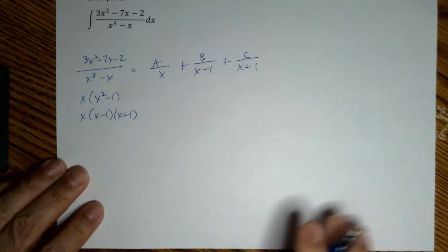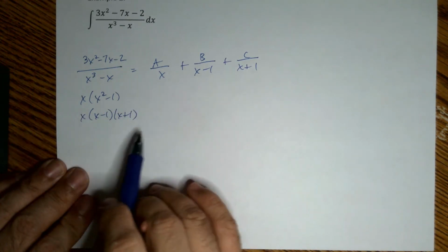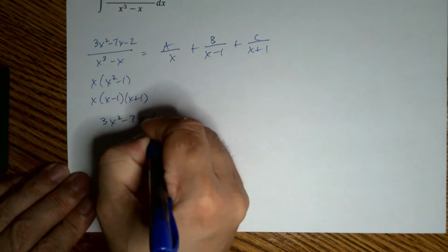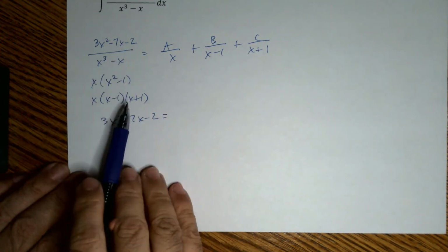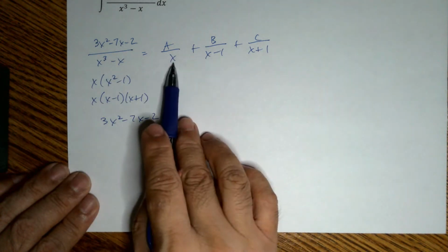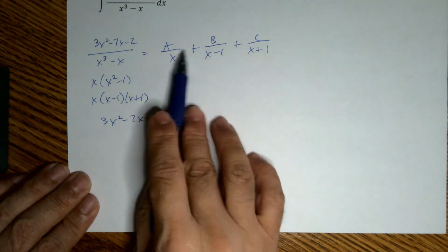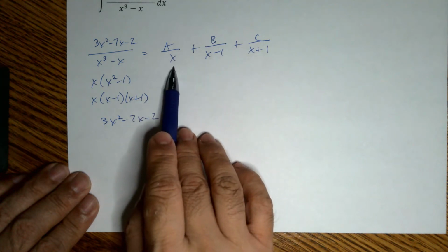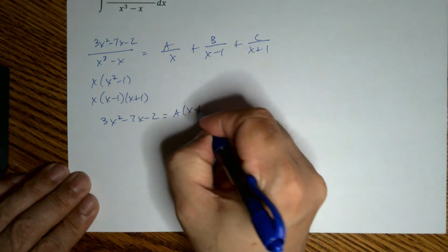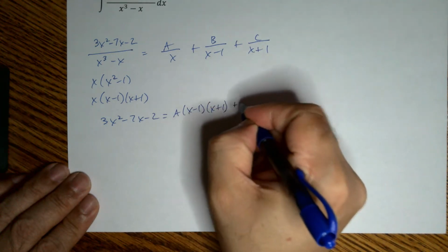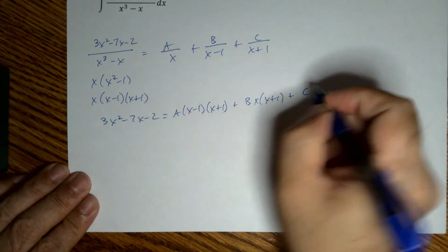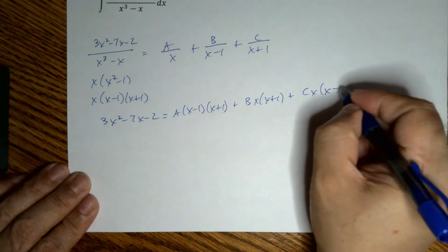Now, if we multiply through by the common denominator, we get 3x squared minus 7x minus 2. On the left-hand side, the denominator just goes away. On the right-hand side, you're just tagging on the missing factors. So here, A is missing x minus 1 and x plus 1, so A gets multiplied by x minus 1 and x plus 1. B gets multiplied by x and x plus 1. And C gets multiplied by x and x minus 1.